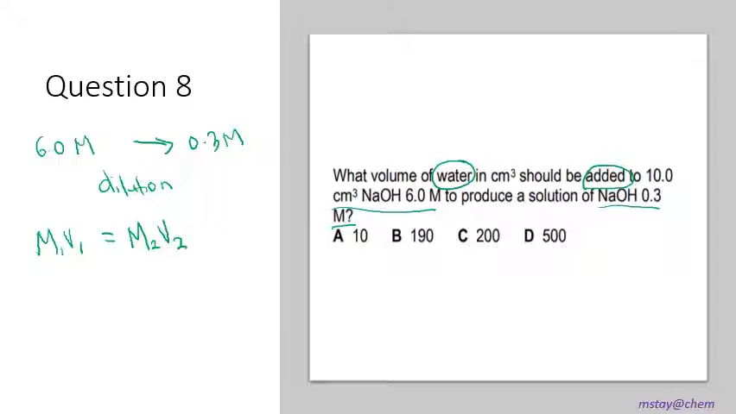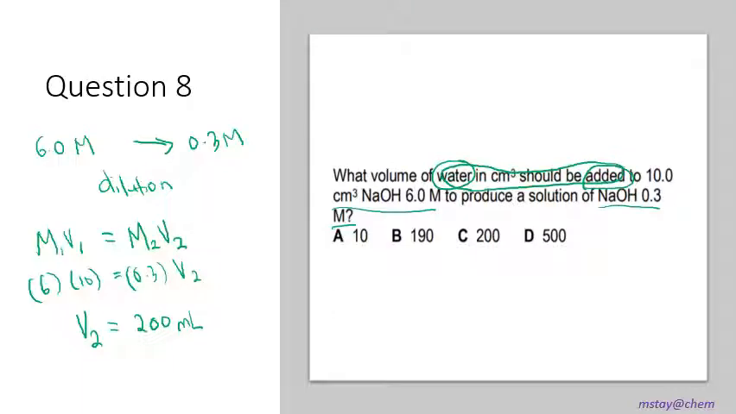In this case, M1 is 6 molar, the volume is 10, M2 is 0.3, while the volume V2 we have no idea. When you press the calculator, you will get V2 is 200 ml. However, the question asks us how much water should be added. That means initially there is already 10 ml of 6 molar NaOH. So the volume of water added is 200 minus 10, which is equal to 190.